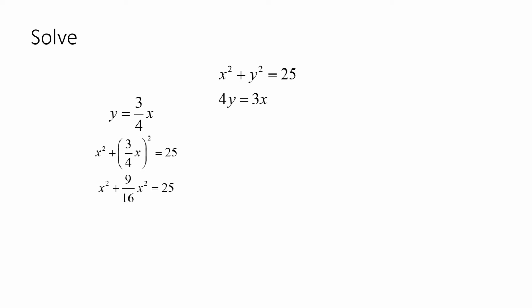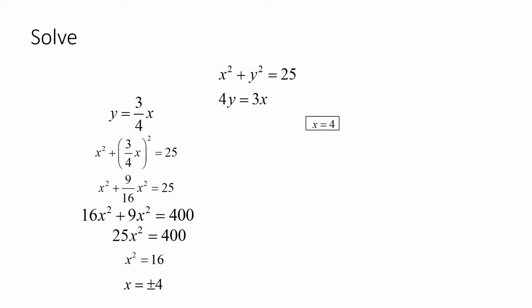Then multiply both sides by 16, and we find 16x to the power 2 plus 9x to the power 2 equals 400. Then by adding 16 plus 9, it will be 25x to the power 2 equals 400. Then by dividing both sides by 25, we find that x to the power 2 will be 16. Then taking the square root of x, it will be positive and negative 4.